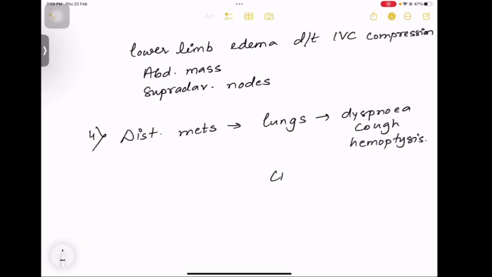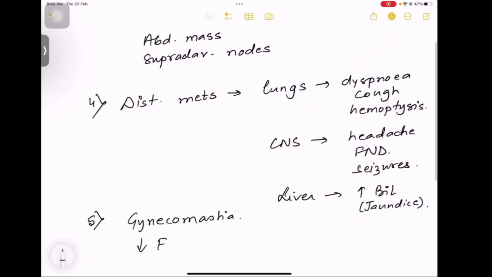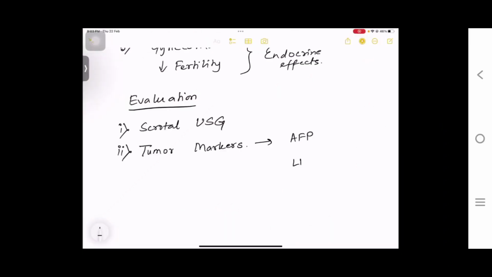Now, after symptomatic local metastasis, there can be distant metastasis as well. And the features related are: if the metastasis goes to the lungs, you can have dyspnea, cough, hemoptysis. If it goes to CNS, you can have headaches, PND and seizures. And if the distant metastasis goes to the liver, there can be increased bilirubin and that will be manifested as jaundice. Other endocrine effects the patient can have are decreased fertility, and the patient can also have gynecomastia.